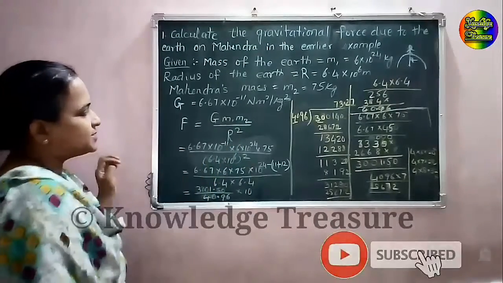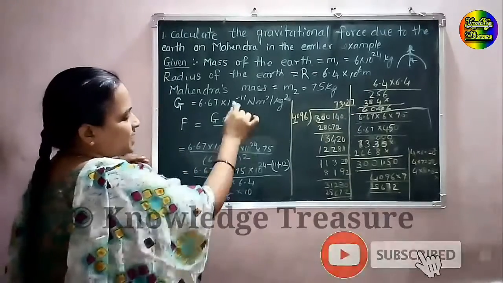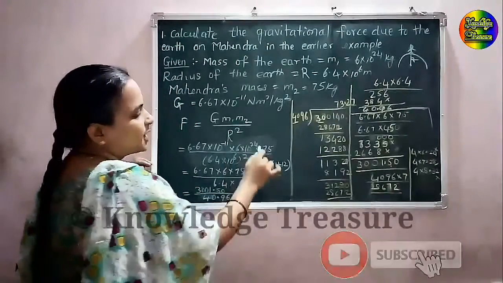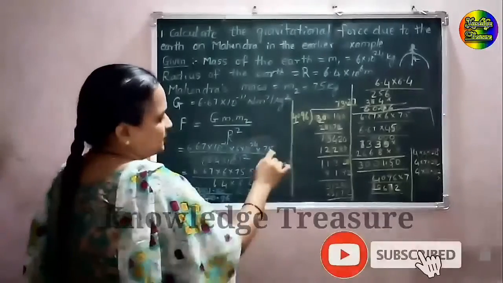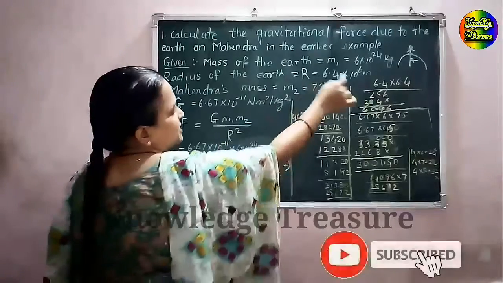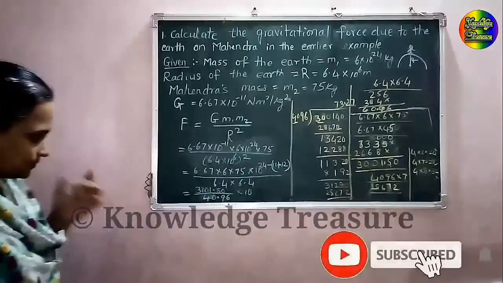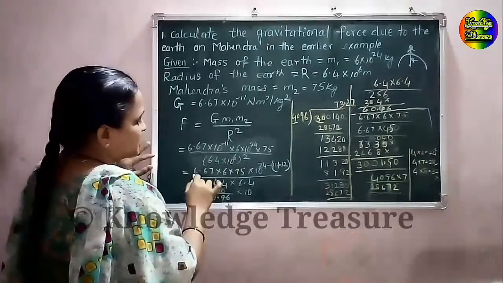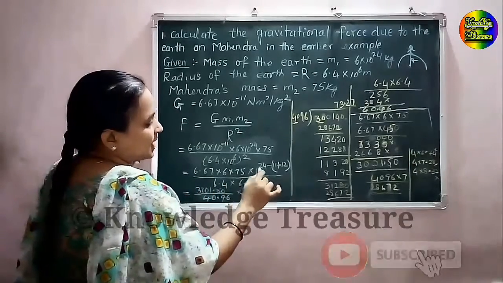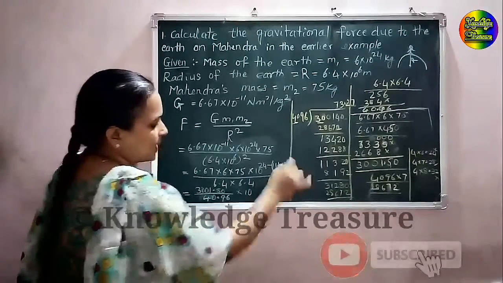So now substitute the values in this formula. The value of G is 6.67 into 10 power minus 11, into m1, the mass of earth, that is 6 into 10 power 24, into the mass of Mahendra, which is 75 kg, upon r, the distance between Mahendra and earth's center, that is 6.4 into 10 power 6 whole square, r square. Now simplify this equation. 6.67 into 6 into 75 into 10 power 24 minus 11 plus 12.